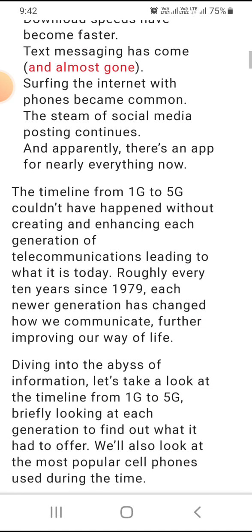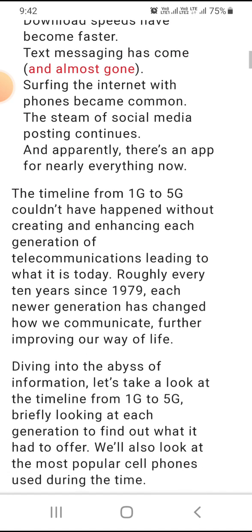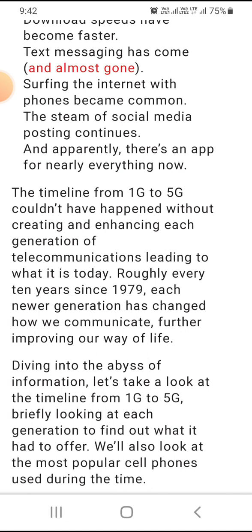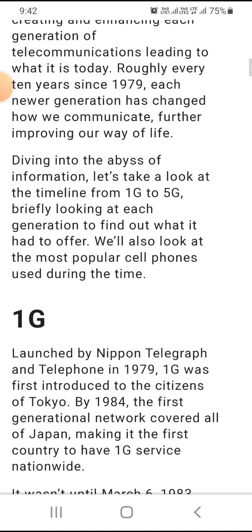The timeline from 1G to 5G couldn't have happened without creating and enhancing each generation of telecommunication, leading to what we have today. Roughly every 10 years since 1979, each newer generation has changed how we communicate, further improving our way of life. Diving into the information, let's take a look at the timeline from 1G to 5G.